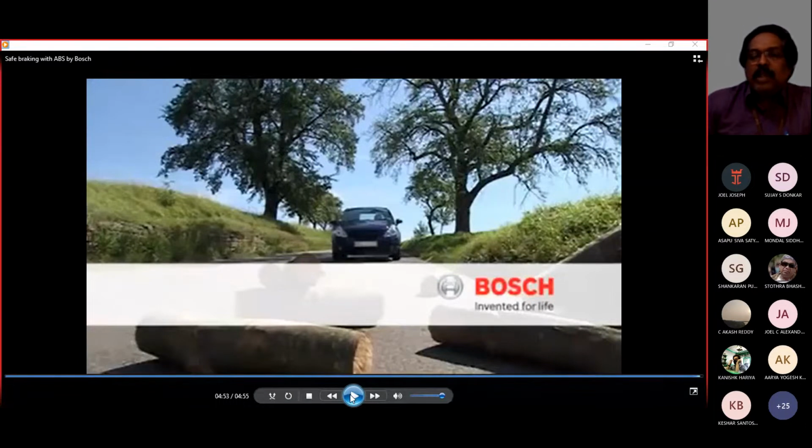Let's now watch another video to look at this ABS circuit and how the sensor functions, and then how your ECU, master cylinder and wheel cylinder function. What do you mean by channel? All you'll understand now, right?